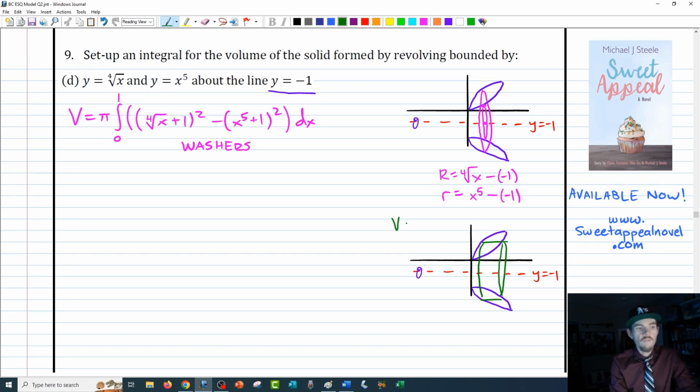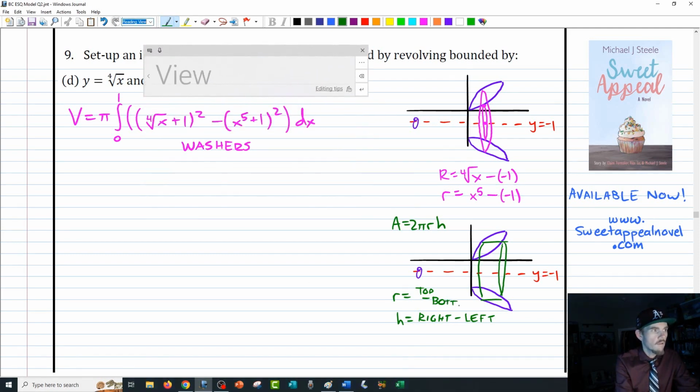Recall that cylindrical shells have lateral area 2 pi rh. And that means we need to figure out an expression for the radius, and we need to figure out an expression for the height. So height is going to be right minus left, and the little radius is going to be top minus bottom. I think I've got that correctly. No, I have it reversed, don't I? No, I think I got it. It's going to be in terms of y. Yeah, we'll go with that.